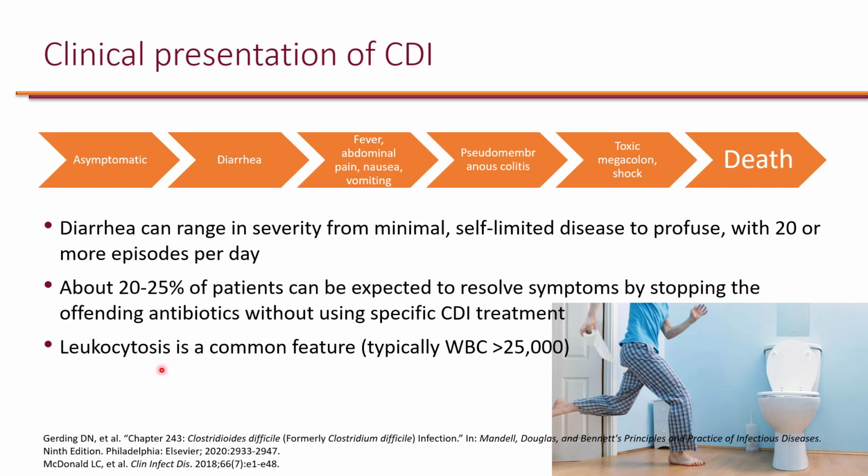Now, one significant finding in patients with C. diff infection includes leukocytosis. It is very common to have patients with C. diff infection present with white blood cells more than 25,000 cells per ml. And in fact, for some patients, in severe cases, white blood cell can exceed 100,000.